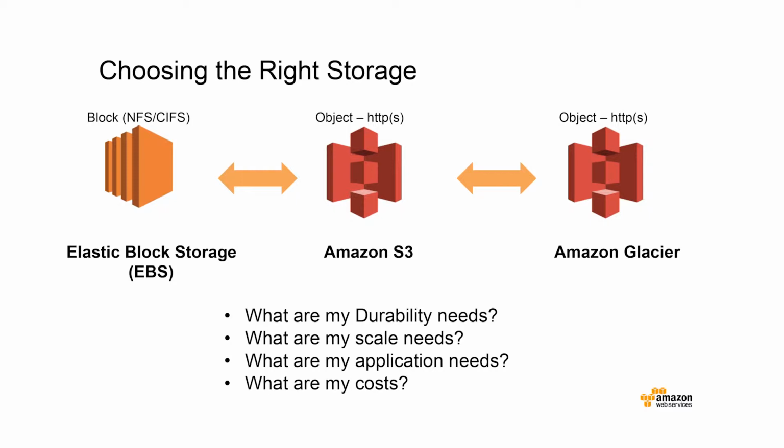So the three main storage types that I'm going to talk about: the first one on the left is block storage, which is NFS or CIFS storage. Can be used for that, and we have a product called the Amazon Elastic Block Storage, EBS. And then in the middle, the durable storage, we have Amazon S3, and it's object-based. And then we have Amazon Glacier, which is for archive, and that's also object-based. So these are the three predominant data solutions we see people use in the cloud for HPC or technical computing.